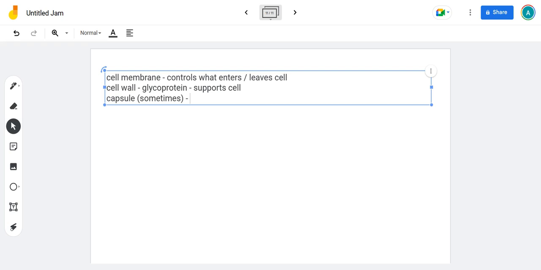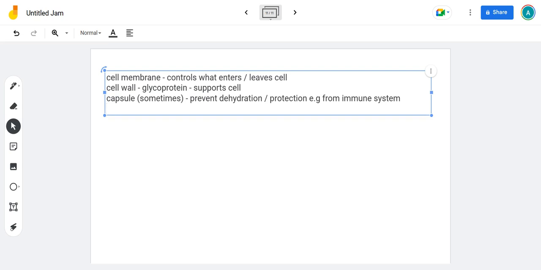protection from other cells that might try to attack it. So, for example, if a bacteria got into your body, your immune system might try and attack it. So the capsule makes it harder for your immune system to kill it. So first thing is it can prevent dehydration. And the second thing is it can be protection, e.g. from your immune system. Okay, so that's our three walls on the edge.